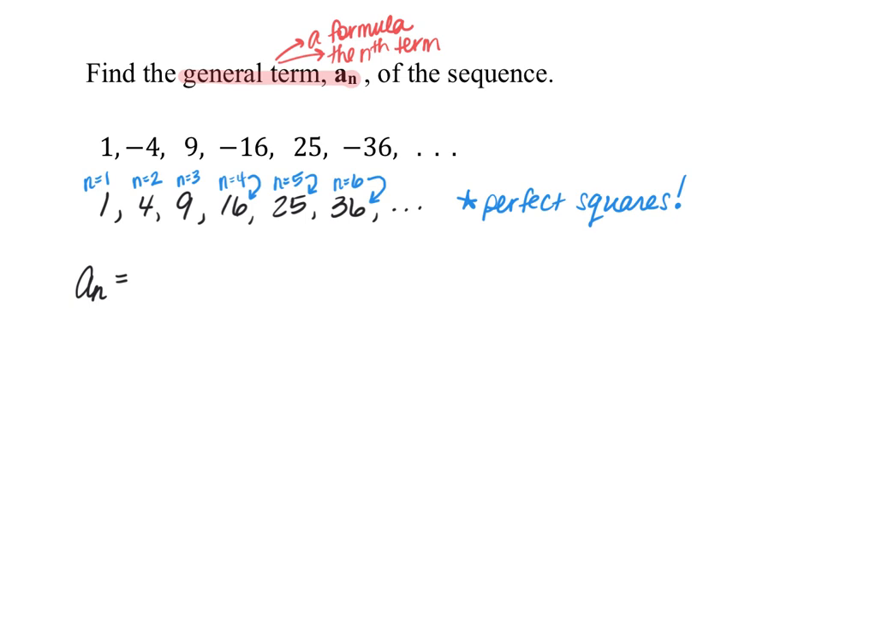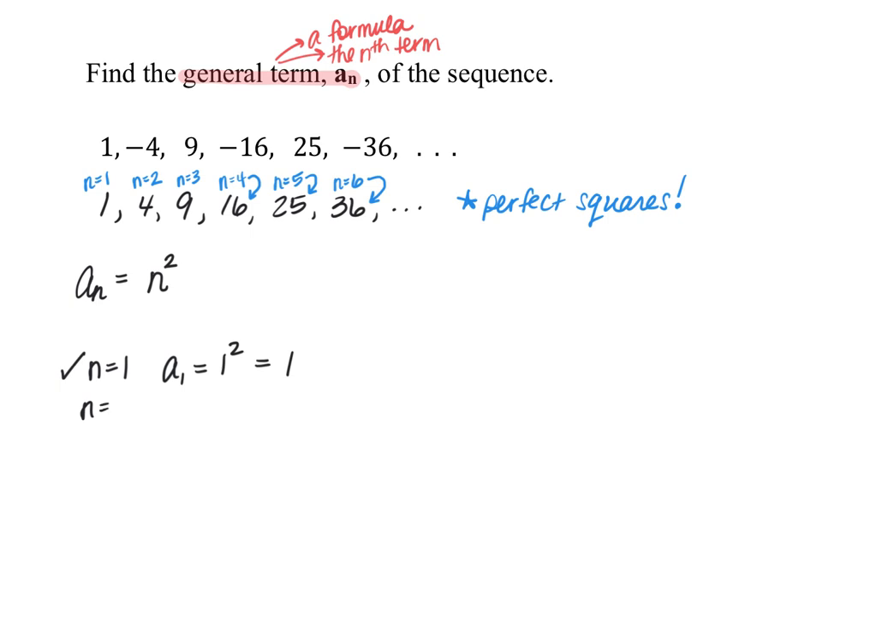So it looks like we're taking the value of n and we are squaring it to generate all of these perfect squares. Now, I always recommend that you check the formula that you've written. So by checking it, I'm going to substitute in n equals 1 and see what I get in my formula. If n is equal to 1, I have 1 squared. That means my first term is 1.